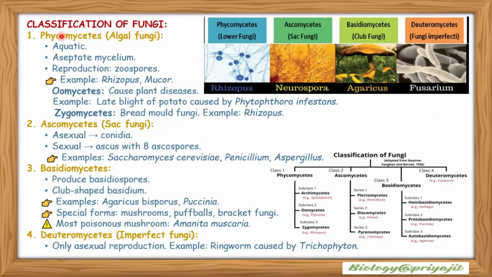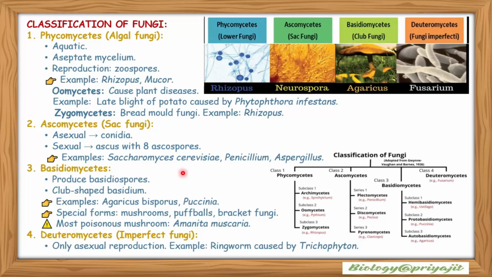Classification of fungi: Phycomycetes are algal fungi. They are aquatic. They show aseptate mycelium. Reproduction occurs through zoospores. Example, Rhizopus, Mucor, etc. Oomycetes cause plant diseases. Example, late blight of potato caused by Phytophthora infestans. Zygomycetes are bread mold fungi. Examples, Rhizopus. Ascomycetes are sac fungi, where asexual reproduction is performed by conidia, and sexual reproduction has an ascus with 8 ascospores. Example, Saccharomyces cerevisiae, Penicillium, Aspergillus, etc.